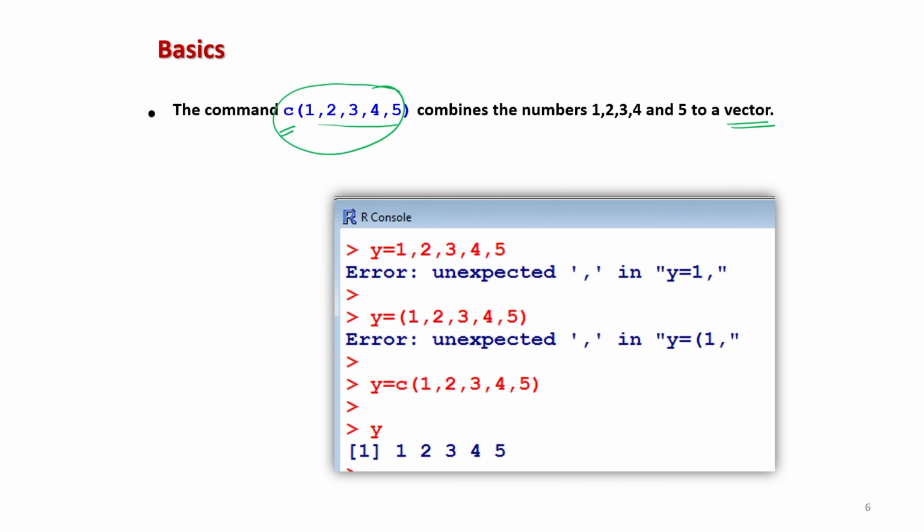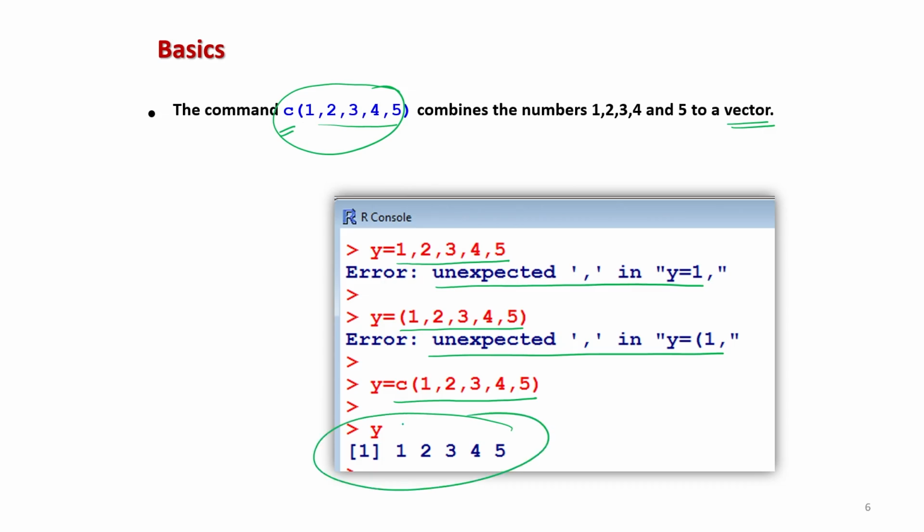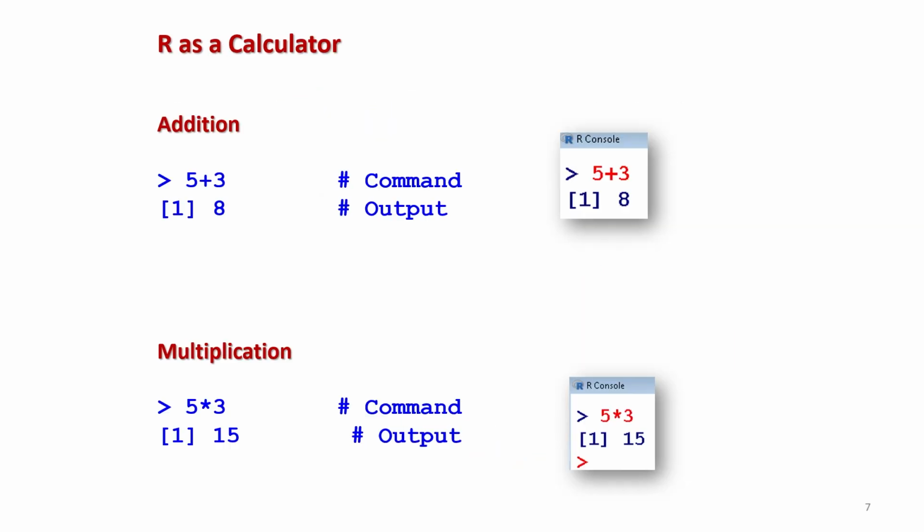So what is the meaning of this? Suppose I want to execute some program and I want the variable to read all the 5 values. So if I write y is equal to 1, 2, 3, 4, 5 separated by comma, then it will not read. It will say there is some unexpected error. Similarly, if I write y as 1, 2, 3, 4, 5 separated by comma and inside the parenthesis, then again it will say unexpected. But when I write y is equal to c, 1, 2, 3, 4, 5 inside the parenthesis separated by comma, then y will give me the value 1, 2, 3, 4, 5. So this is the meaning of this command c. So that's an important command.